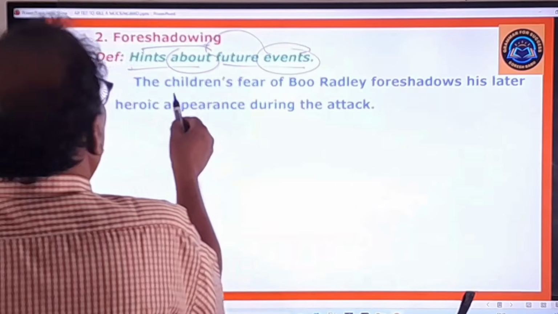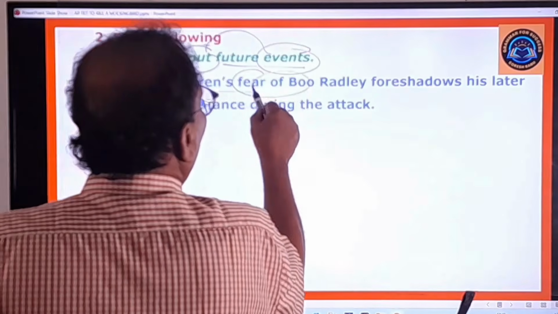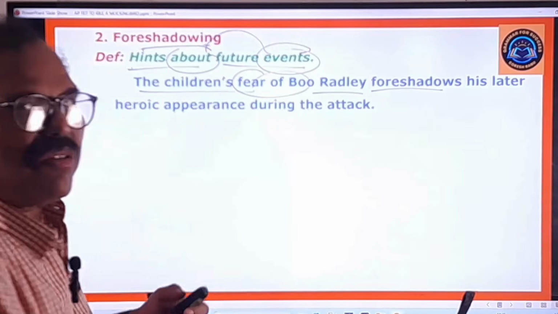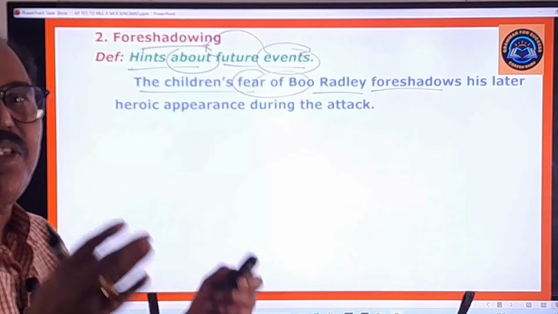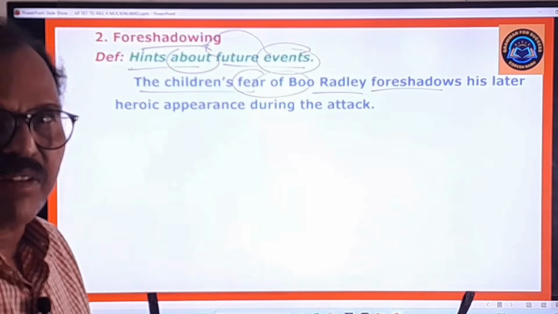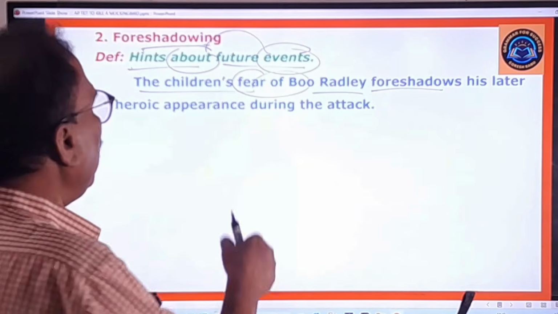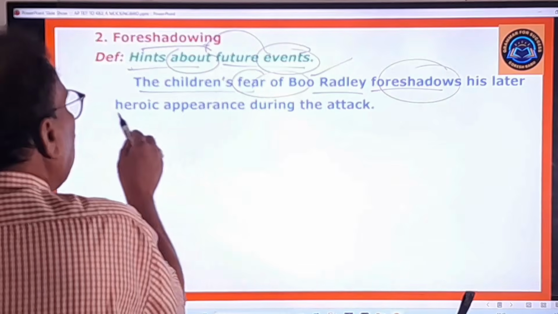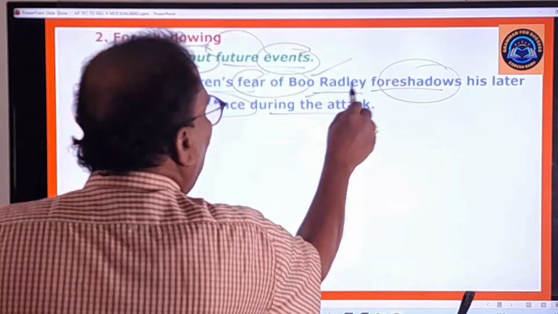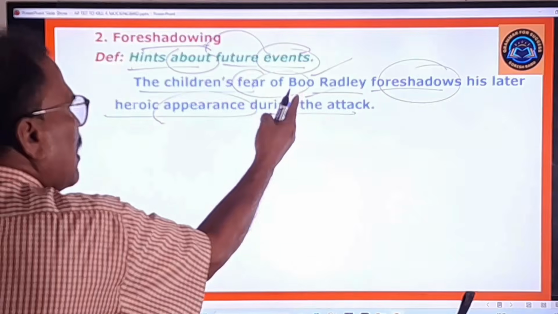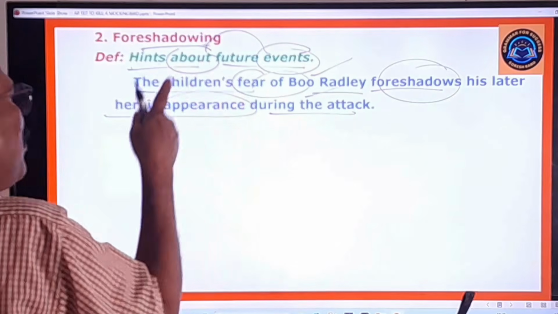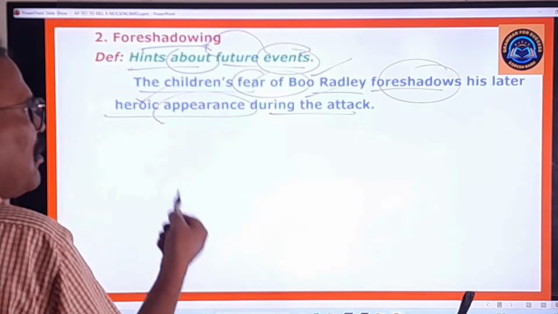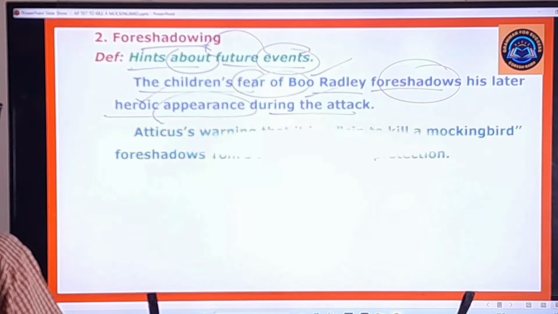And here the children's fear of Boo Radley foreshadows. Who are the children? Scout Finch and Jem Finch and Dill. These were the three young children. They feared Boo Radley. This foretells his later heroic appearance during the attack. So this foretells us that he is going to perform some heroic deeds in the story to come. And you go to the next example.